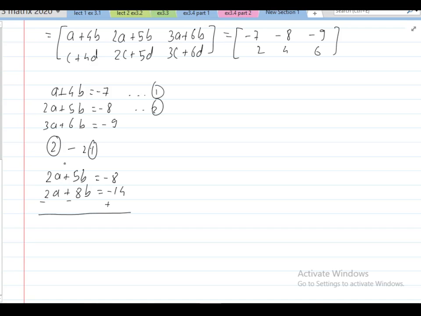Okay, sorry sir, 2A and 2A cancel. And minus 3B is equal to 6. So B is equal to minus 2. Very good. Now put in equation number 1. So A plus 4 into minus 2 is equal to minus 7. Or you can say A is equal to 8 minus 7, plus 1. Right?